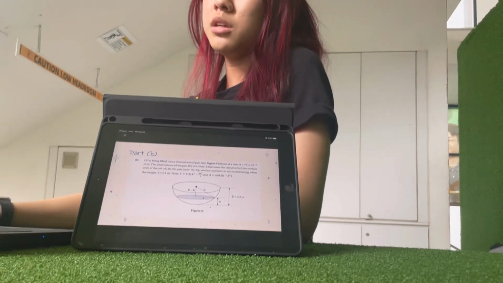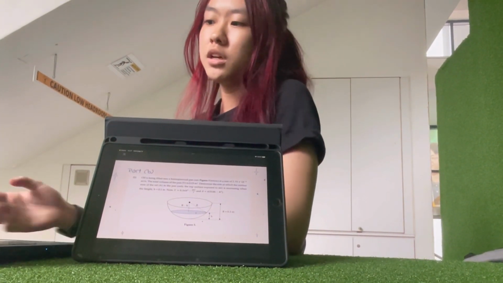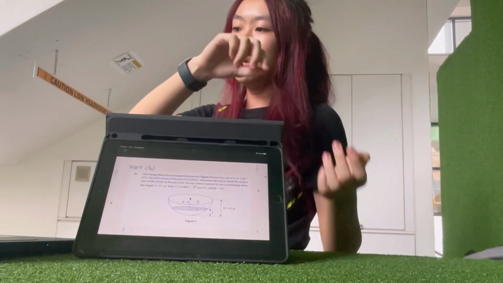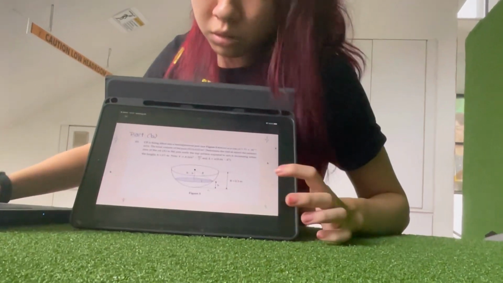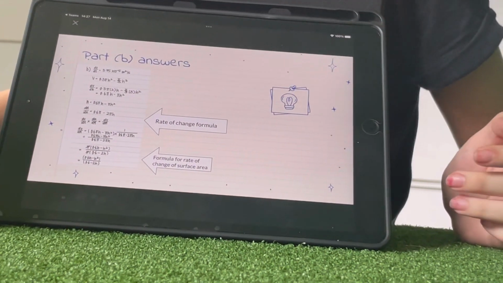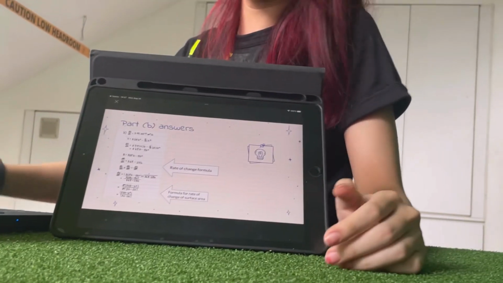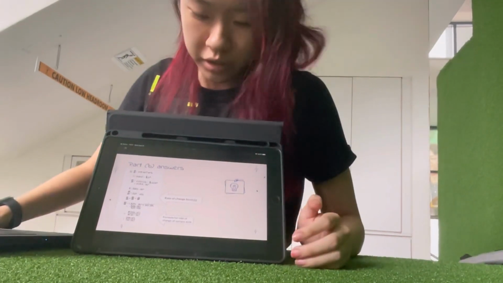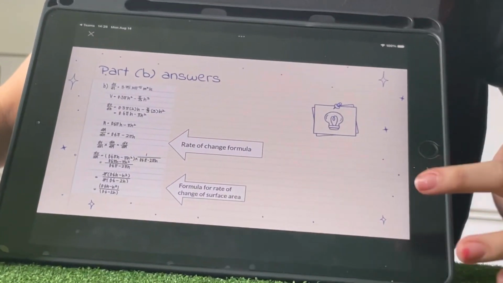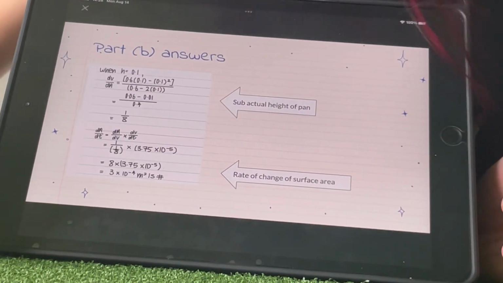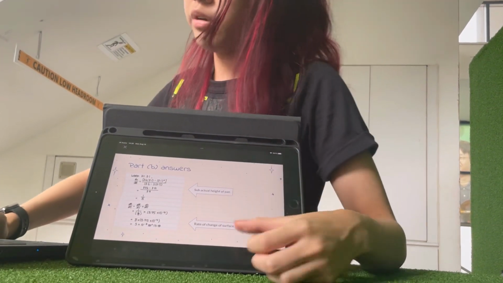Okay, so moving on to part B, we have the volume of the pen given to us, and they want us to find the rate at which the surface area of the oil in the pen is increasing when the height equals 0.1 meters. First, we have to differentiate the equation of the volume and fit it into the rate of change formula. Over here, we have differentiated it, and then we'll be putting it into the formula, and then we'll sub the height of the pen, which they requested to be 0.1 m, and thus find the rate of change of the surface area.